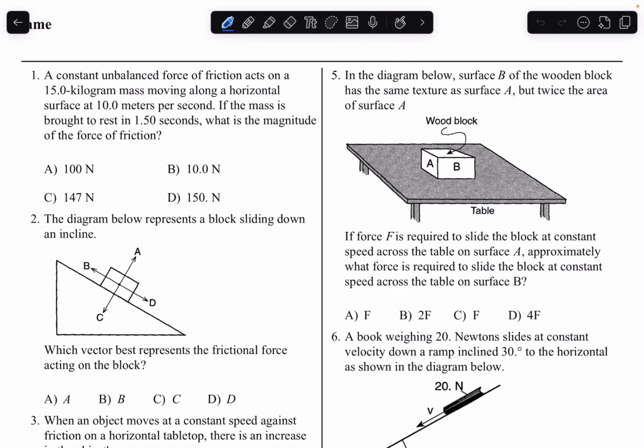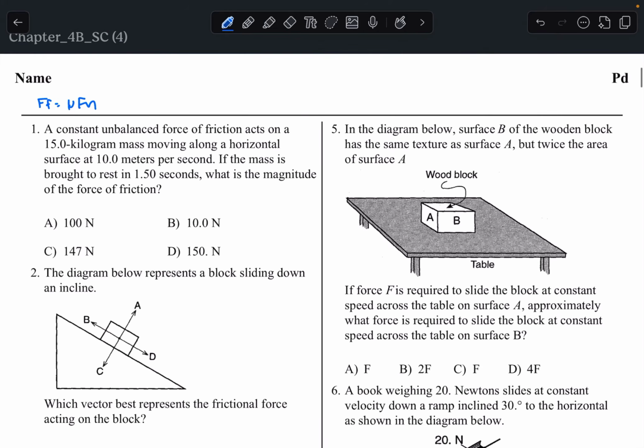the Ff equation makes no sense here. The Ff equation is Ff equals mu Fn, and we don't have any of those values. So what we need to realize is that in this question, it says that the object is moving but is then brought to rest. That means that the only force acting on the object is the force of friction, which is making the object stop. So in this situation, force of friction is equal to F net.